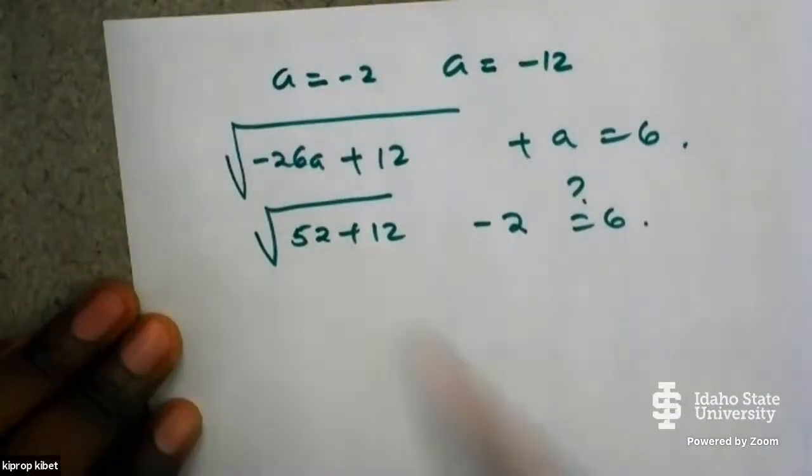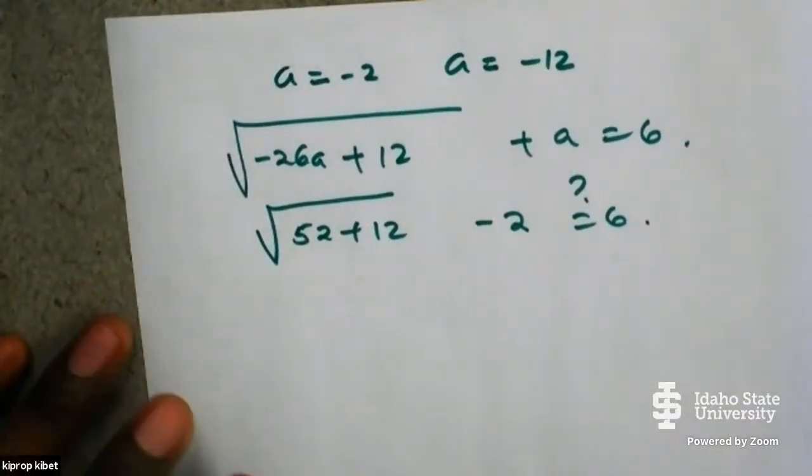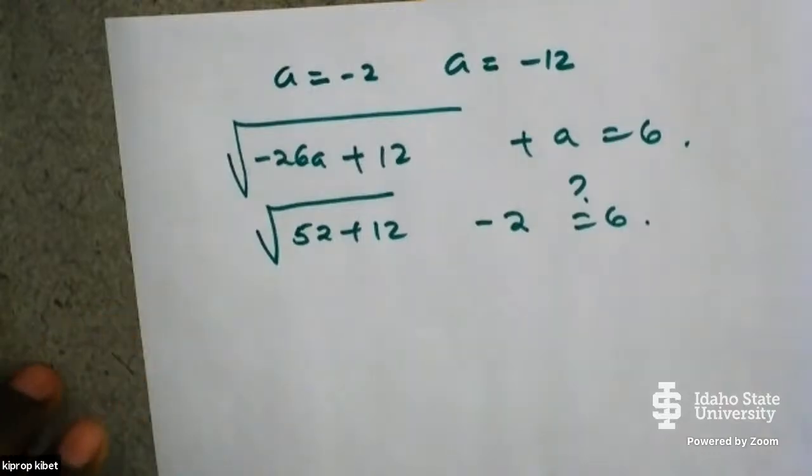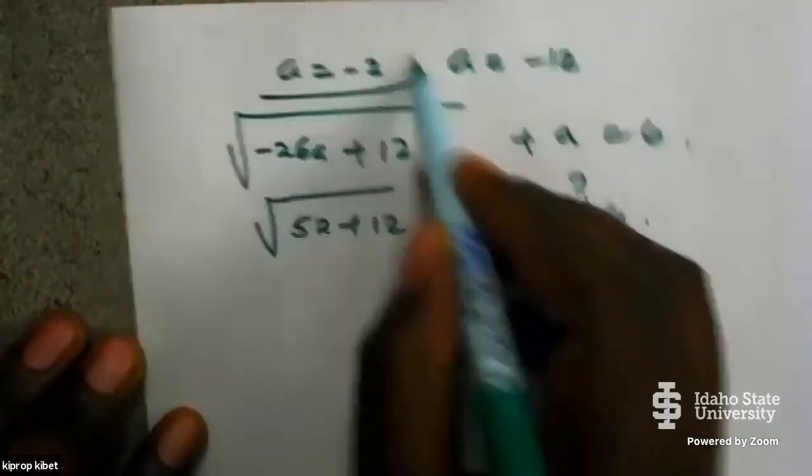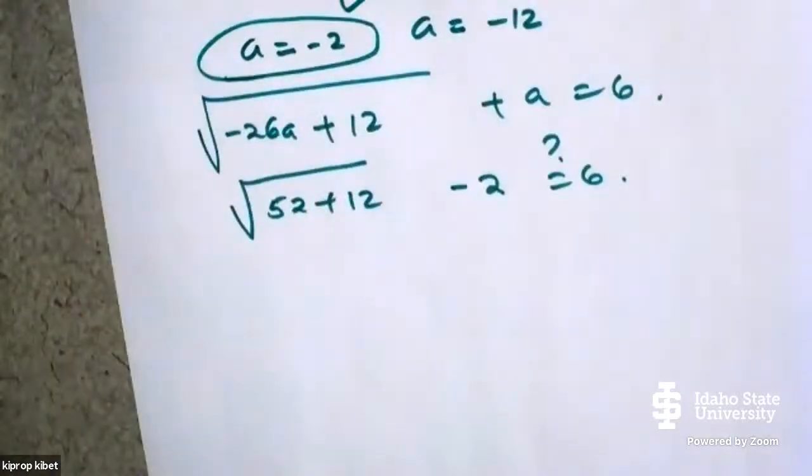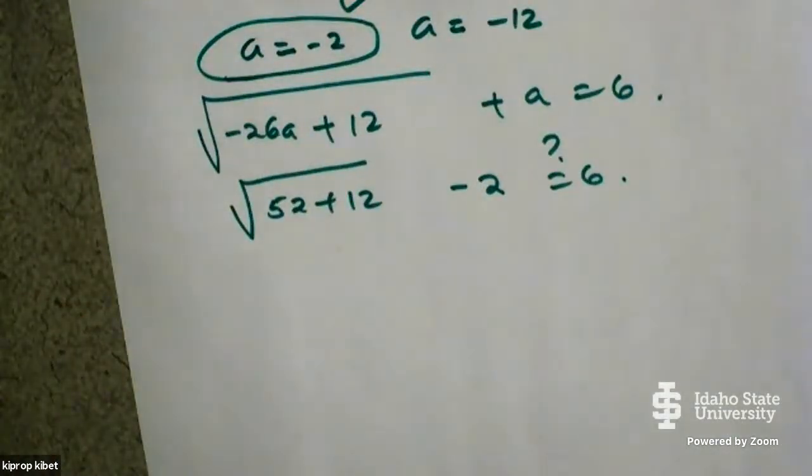So 52 plus 12 is 64. The square root of 64 is 8. So 8 minus 2 is 6. So the one for minus 2 is okay. Okay, let's do for minus 12.